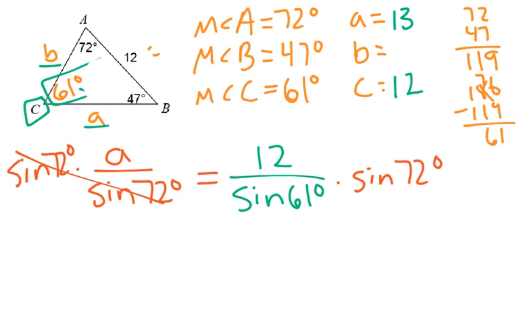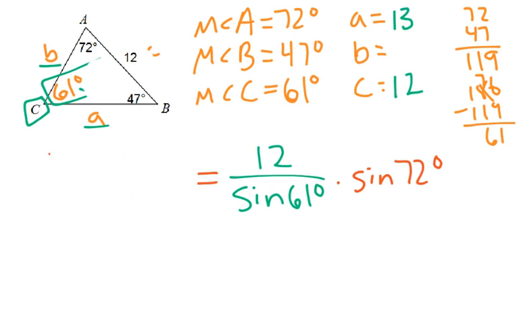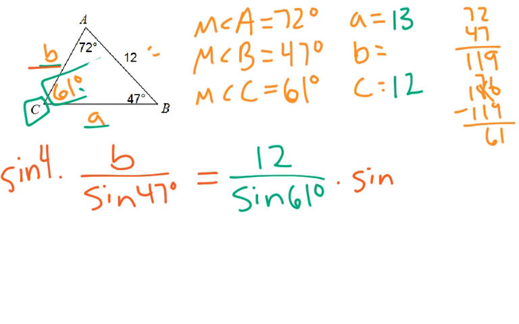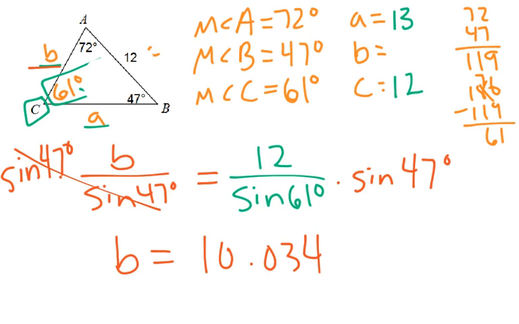So now we do the same thing, but this time we're looking for B. So B over the sine of 47 degrees. I do the same process, times by the sine of 47 degrees, those cancel, so we get B equals, and then we take our same problem basically and just change it to 47. And we get 10.034, which rounded is just 10.